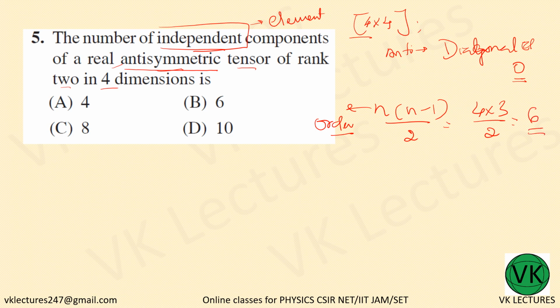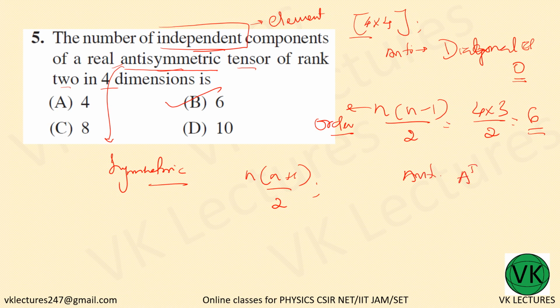Now suppose this was a symmetric matrix instead of antisymmetric. If it was a symmetric matrix, then it would be n into n plus 1 divided by 2. And what do you mean by antisymmetric? Antisymmetric means A transpose must be equal to minus A. Symmetric means A transpose should be equal to A.